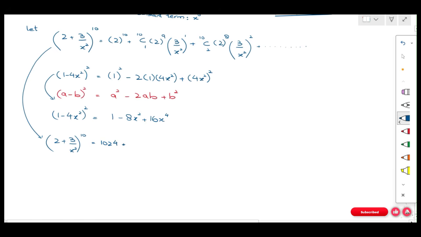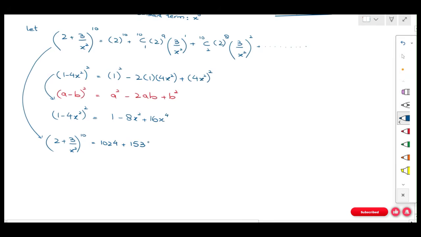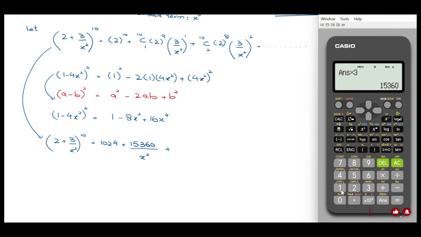10C1, 2 to the power 9. 10C1 is 10. Multiply by 2 to the power 9, which is 5120. Multiply by 3, which is 15360. So 10C1 multiplied by 2 to the power 9 multiplied by 3, everything divided by x squared, right? Now the second thing we can do, 10C2.